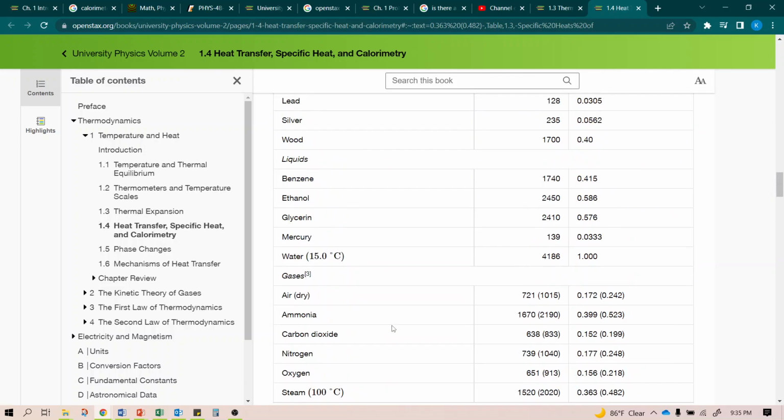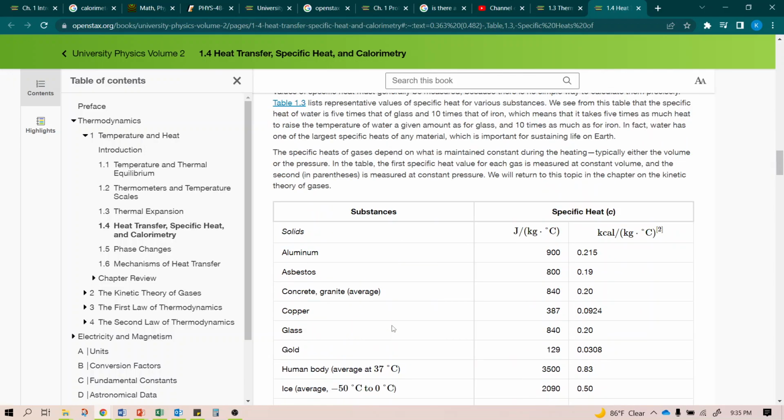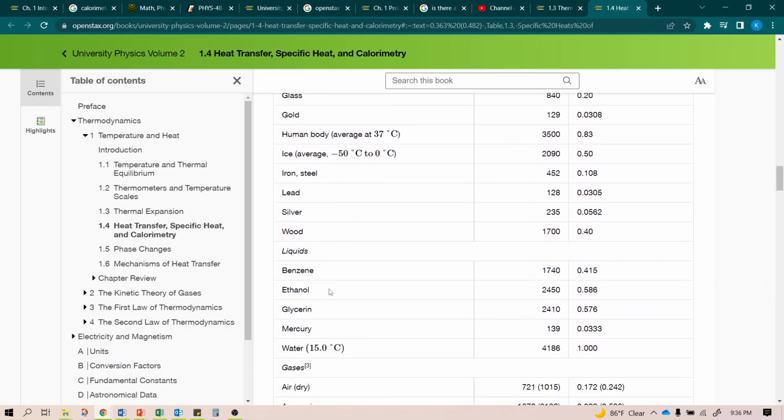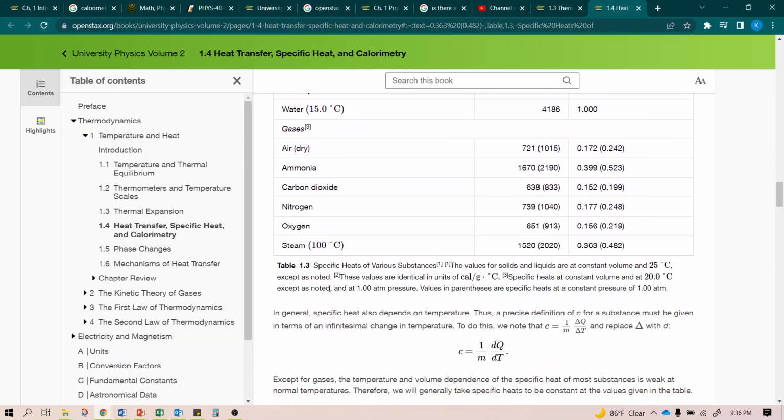So these are the lists of specific heat in different units. As you may notice, this one is in joules per kilogram times degrees Celsius, and this one is in kilocalories per kilogram times degrees Celsius. So note those units, okay? When you're going through this, they have solids and liquids and gases as well.